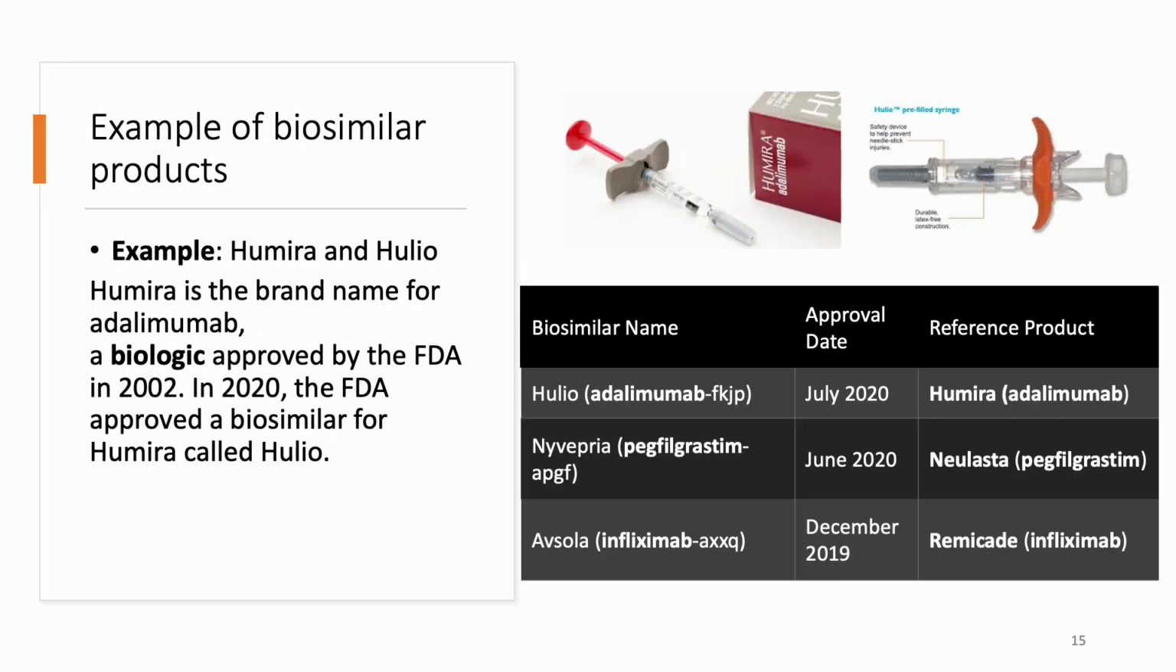Some examples of biosimilar products can be like Humira, Hulio. Humira is the brand name for adalimumab. It's a kind of biologic product approved by the FDA in 2002. And then about 18 years later, the FDA approved the biosimilar of Humira called Hulio. In the table here, I have some examples of biosimilar drug products and some reference products of biological products.